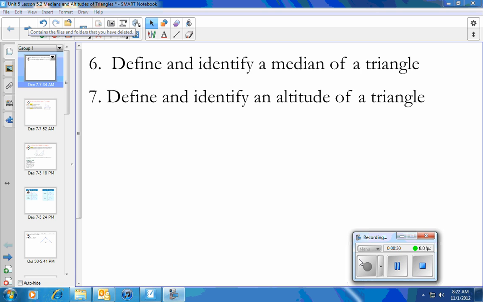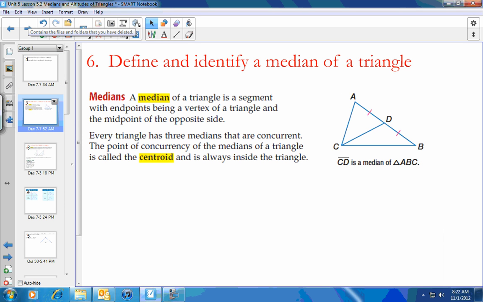So we have two learning targets. We're going to define and identify a median of a triangle, and we're going to define and identify an altitude of a triangle. A median of a triangle is a segment with endpoints being a vertex of a triangle and the midpoint of the opposite side. So I like to think of a median as being a segment that connects a vertex to a midpoint. Okay? Connects a vertex to a midpoint.